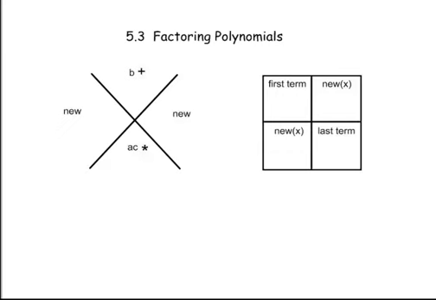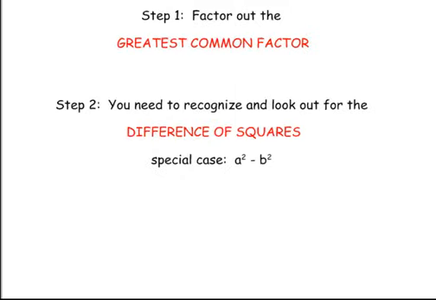Chapter 5.3, Factoring Polynomials. Alright, step one is look for the greatest common factor, and that is something that students tend to forget about, but with the method that I'm going to teach today, it's very important to do that. That might be something like you have 3a squared minus 6a, and you're going to factor out the greatest common factor. Factoring is like division.